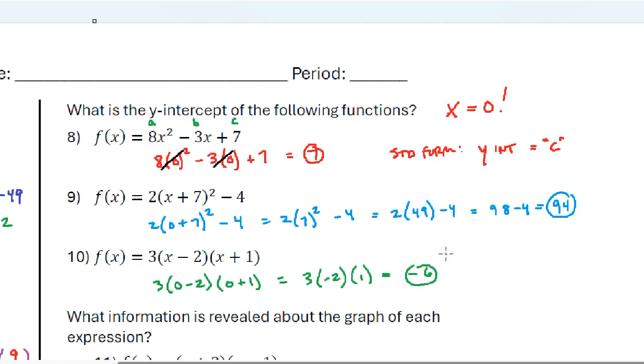So that covers how to find the y-intercept of standard form, vertex form, and factored form.